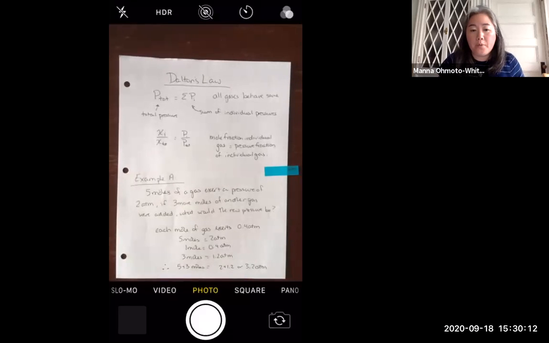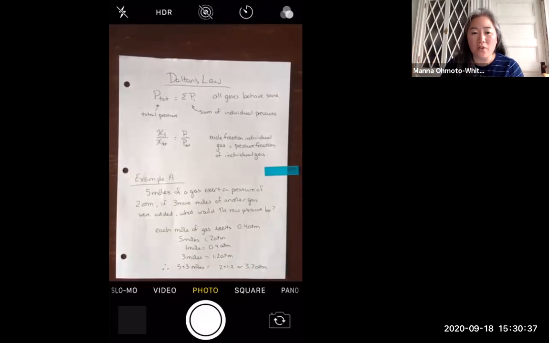Dalton's law. So Dalton's law can be looked at in two different ways. It basically says that the total pressure of gases in a container is equal to the sum of the individual pressures, and that all gases behave the same. So if I have a gas and I add another amount of a different gas, then the pressure is going to increase, and that makes sense.